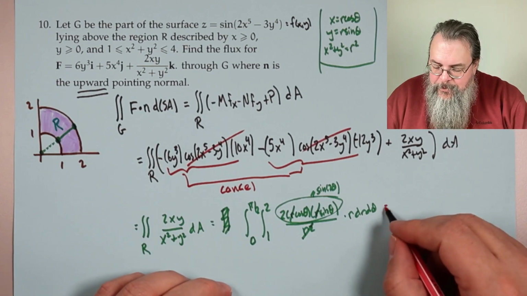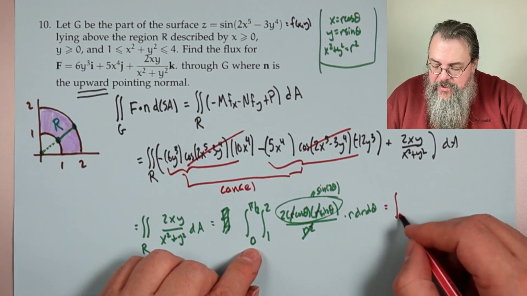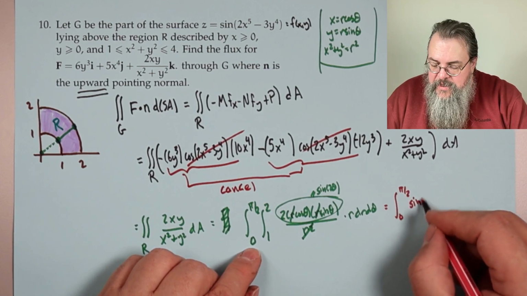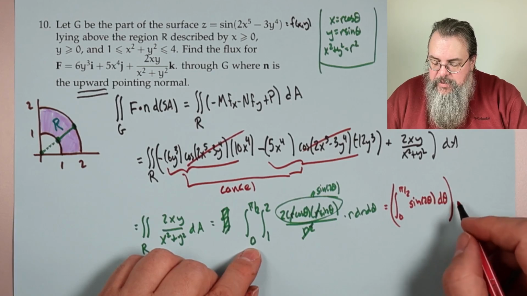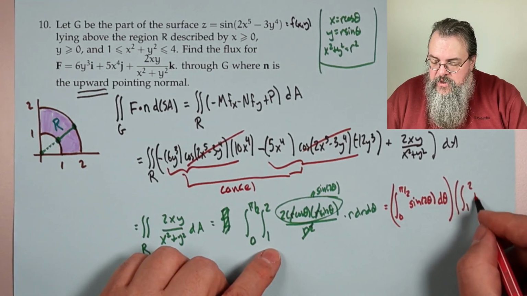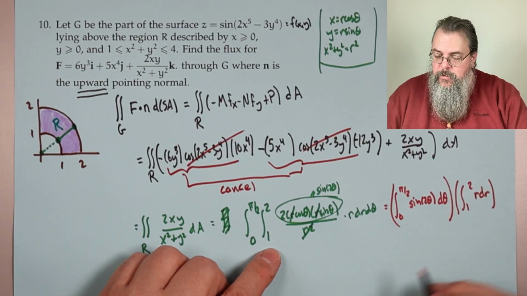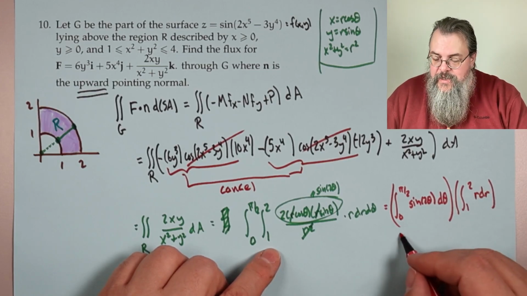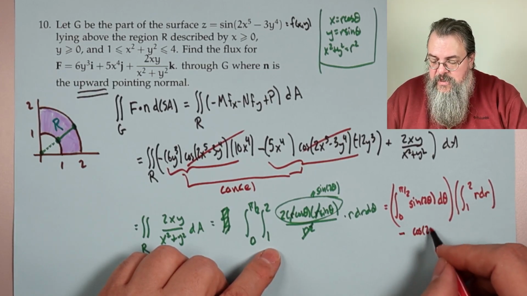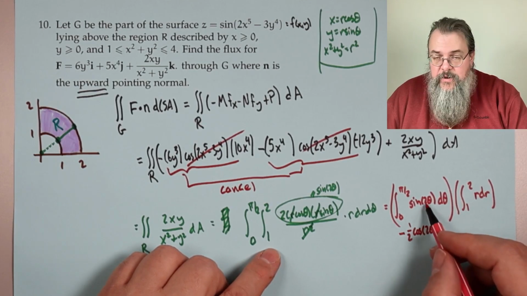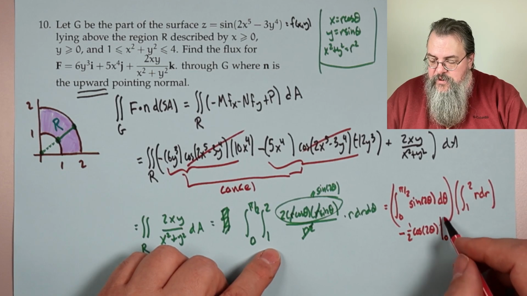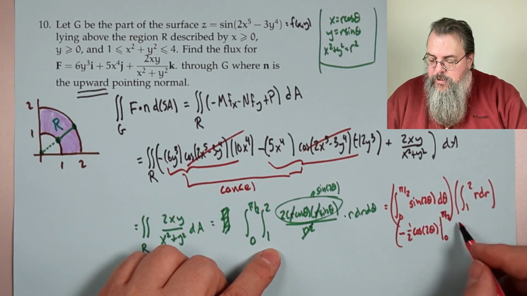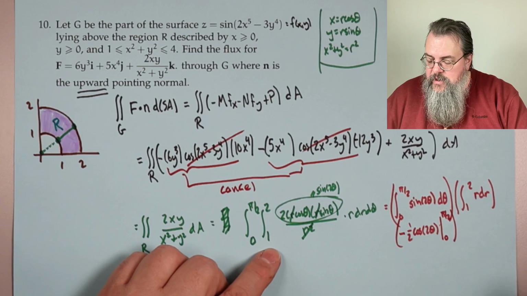All right. So we get the integral from 0 to pi over 2 of sine of 2 theta d theta. That's the theta part. And the integral from 1 to 2, the r part. Well, integral of sine is negative cosine. Don't forget, you have to account for that too. So negative 1/2 cosine 2 theta, evaluated from 0 to pi over 2. On the other hand, here we have 1/2 r squared.